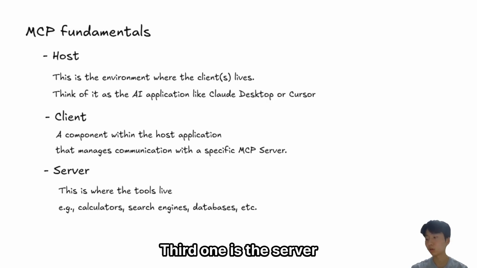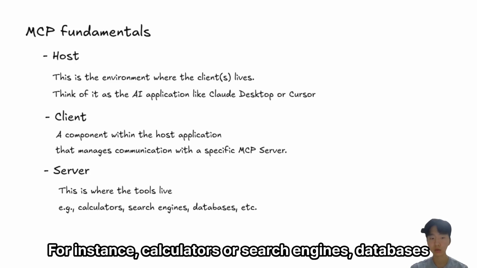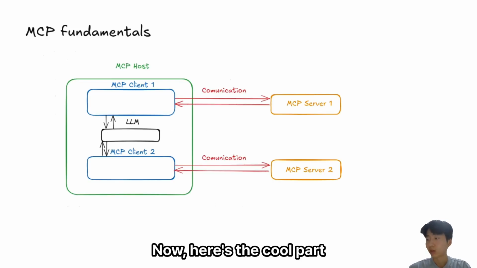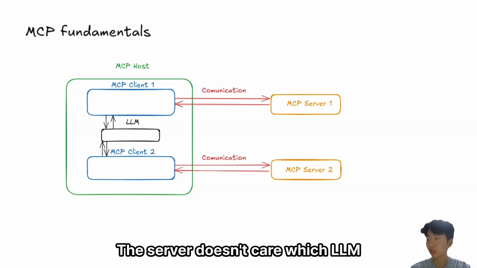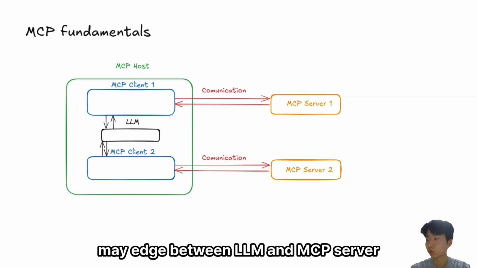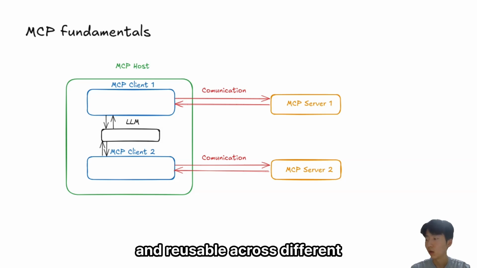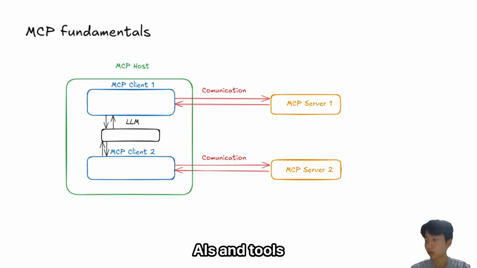Third one is the server. This is where the tools live, for instance, calculators, search engines, or databases. Now here's the cool part. The LLM doesn't need to know how to format the call. The server doesn't care which LLM is calling it. And the host and client mediate between the LLM and the MCP server. This separation makes MCP scalable and reusable across different AIs and tools.